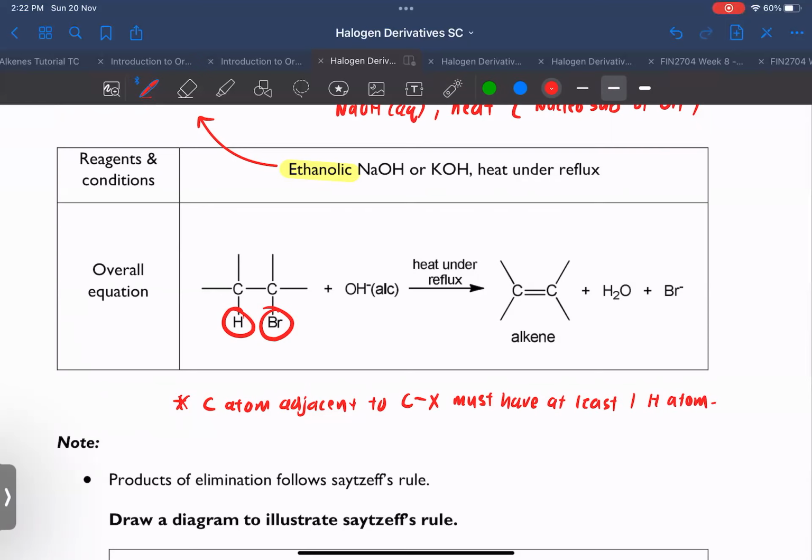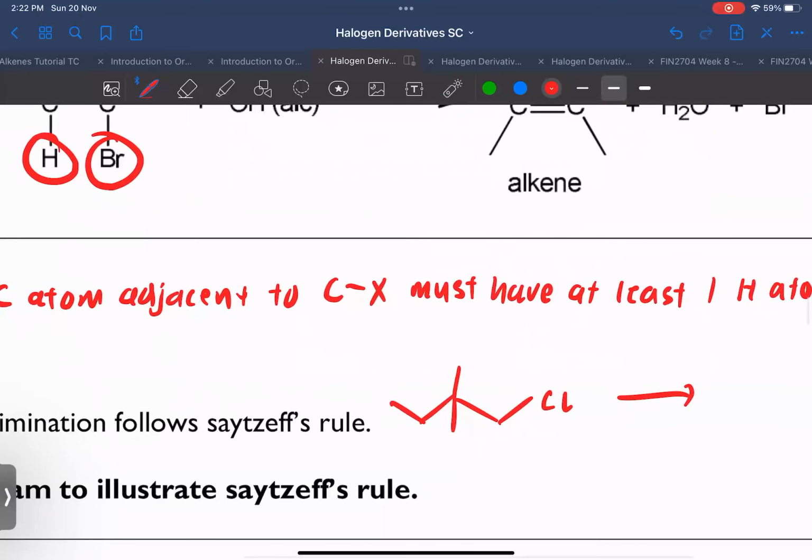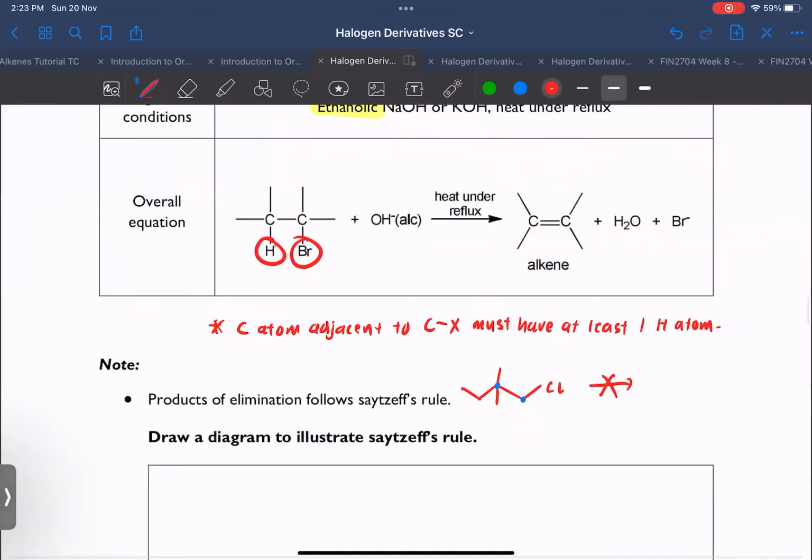That's a criterion. So I'm going to give you one example. Just draw this example somewhere, and I need you all to tell me whether this can undergo elimination or not. Draw this structure here. Can this undergo elimination? We zoom in. This is the carbon with the Cl. And that's why you must remove an H from a carbon beside it. The carbon beside it can only be this one here. Does it have an H? No, right? So this one cannot. Just go and check.